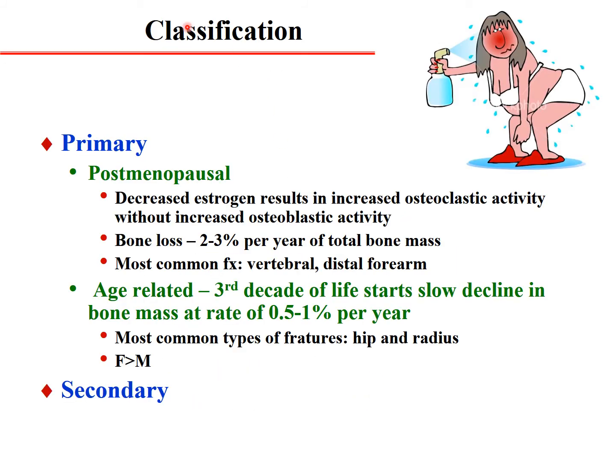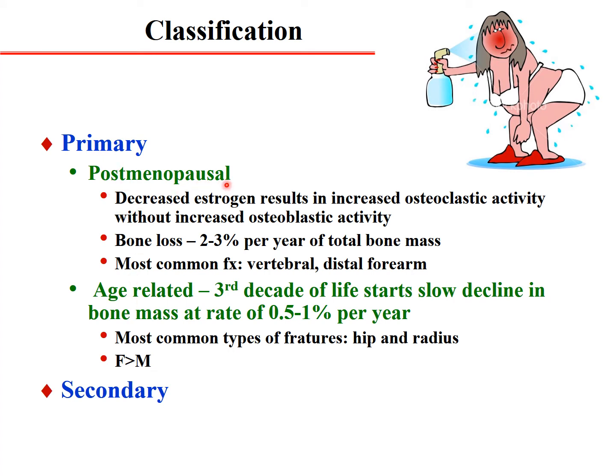Now, let's see the classification of osteoporosis. There are two major categories, primary and secondary. In primary, some kind of alteration of bone remodeling is happening, and that leads to a decrease of the bone mass, and that can be postmenopausal osteoporosis, or it can be the age-related or senile type of osteoporosis. Now let's look first at postmenopausal osteoporosis.